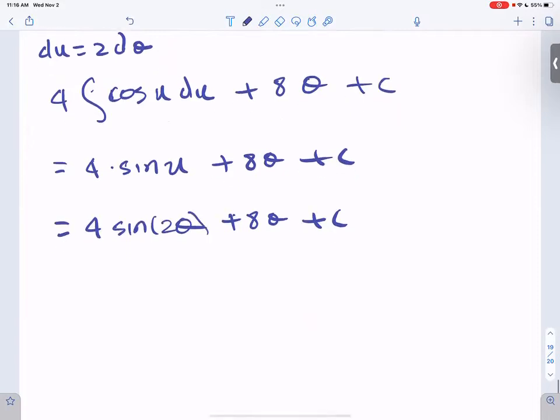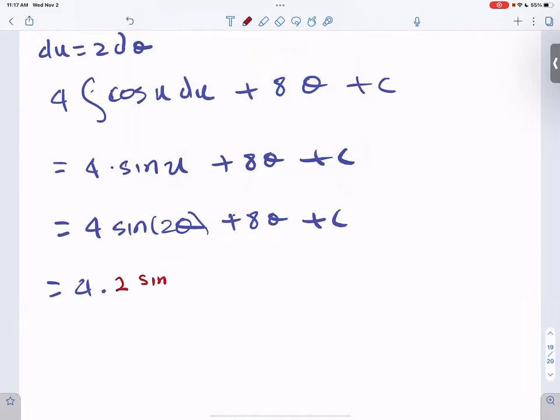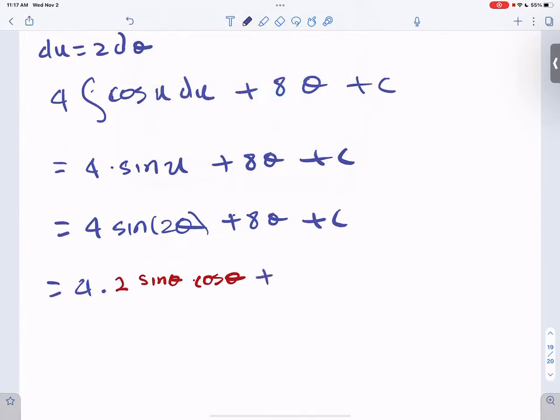Now the sine of 2 theta is 2 times sine of theta times cosine of theta. So I'm going to have 4 times 2 sine of theta times cosine of theta plus 8 theta plus C, which is 8 sine of theta times cosine of theta plus 8 theta plus C.